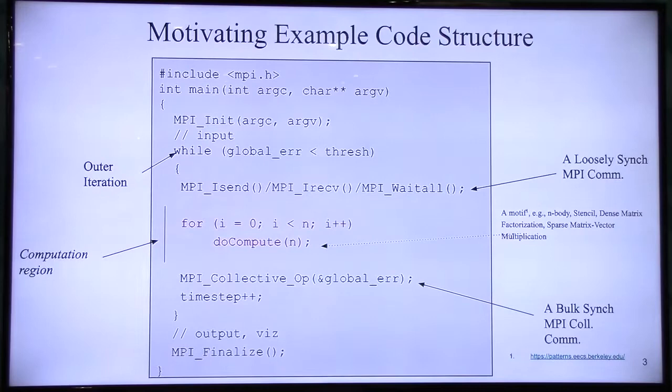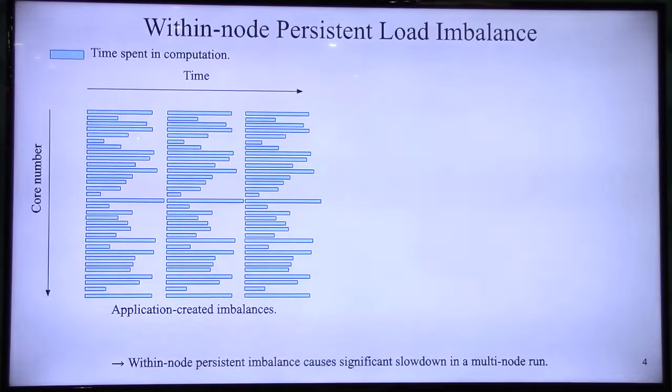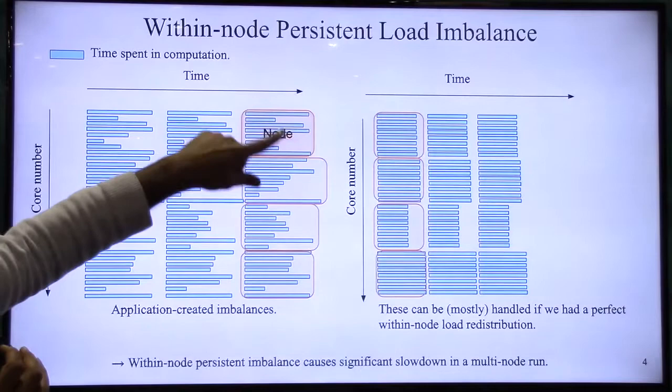A key problem of this sort of application has to do with what happens within a node. In each time step, there can be some load imbalance within a node, and that within-node load imbalance is large enough to impact the overall application performance. What I'm illustrating here is time from right to left, and core number from up to down. As you're going from right to left, these bars are time spent in computation. You see this load imbalance across cores. And I'll just make a point that these are nodes here when you group these cores into pieces.